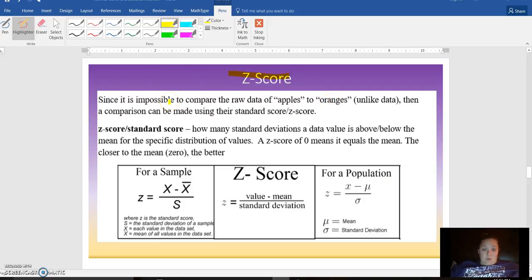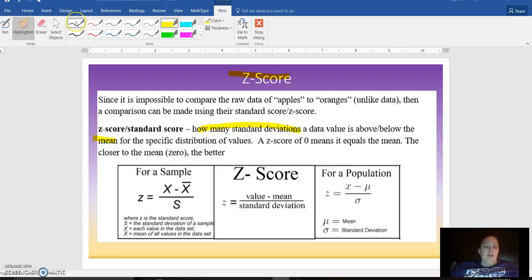Alright. Z-score really is just how many standard deviations away from, or below, the mean something is. So we'll get something like 1.25, and that means it's 1.25 standard deviations away from the mean. Or we'll get something like negative 0.7. That means it's 0.7 standard deviations below the mean.